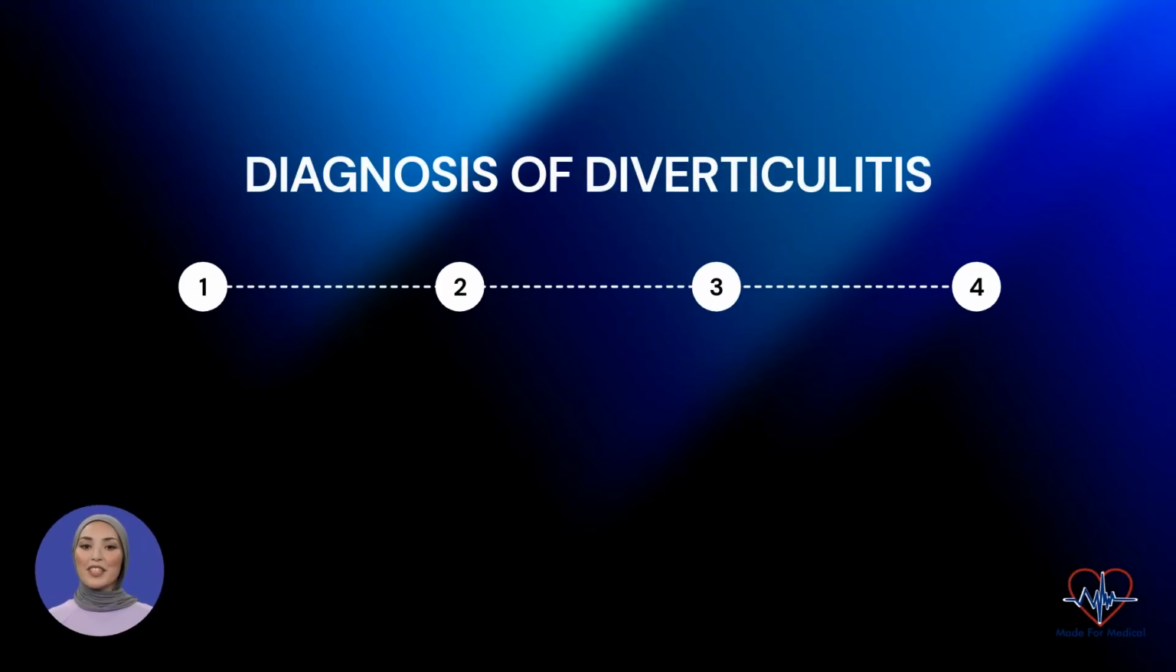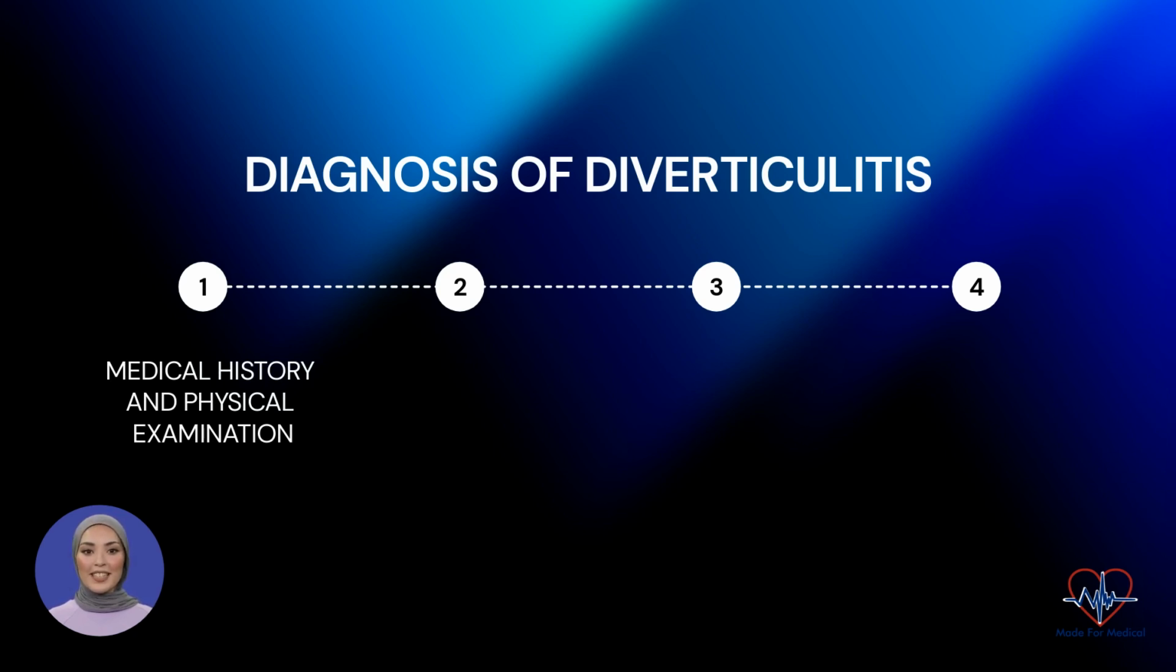The diagnosis of diverticulitis involves a combination of clinical assessment, physical examination, and appropriate diagnostic investigations. Here are the key steps to diagnose diverticulitis. Medical history and physical examination. Begin by taking a detailed medical history from the patient. Inquire about the nature, onset, and duration of symptoms, including abdominal pain, changes in bowel habits, fever, and any associated symptoms like nausea or rectal bleeding. Ask about any previous episodes of similar symptoms or known history of diverticulosis.